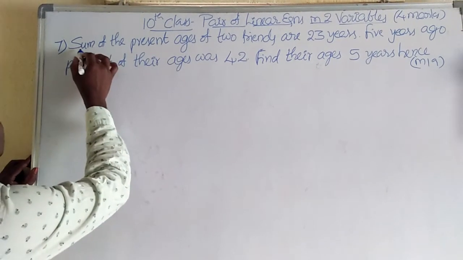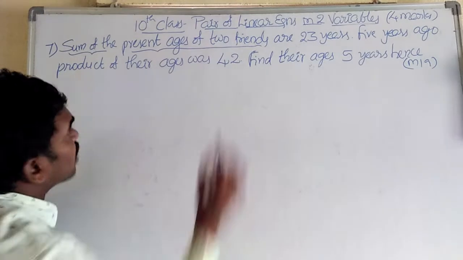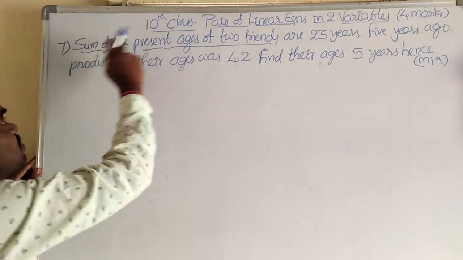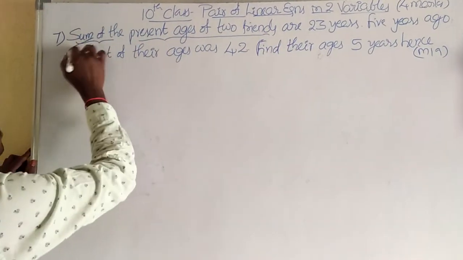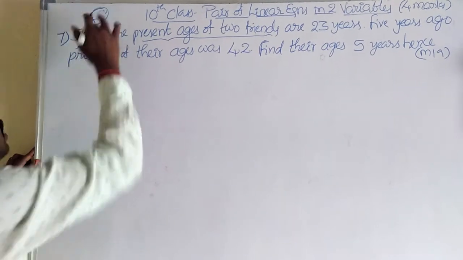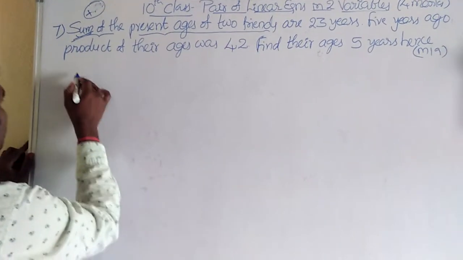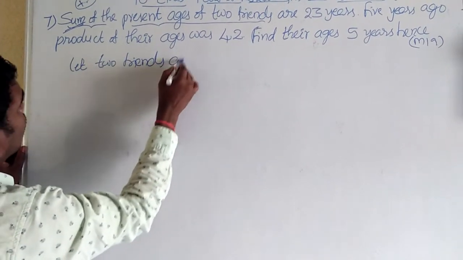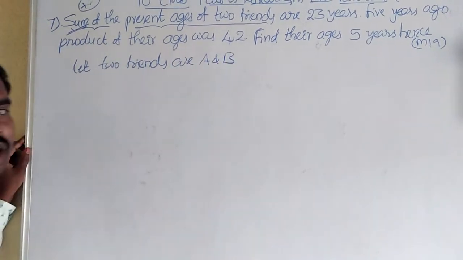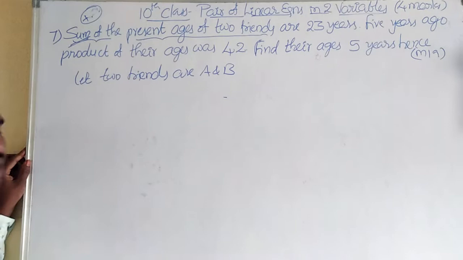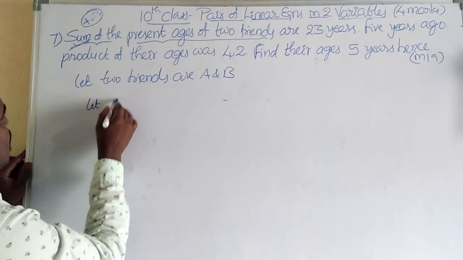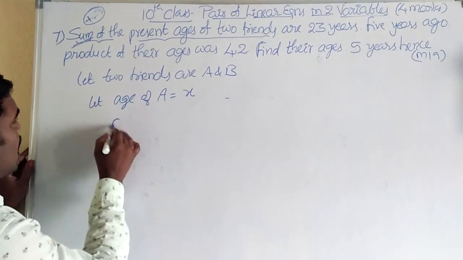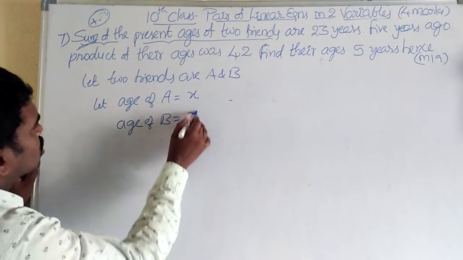Here statements are given: the sum of the present ages of two friends. Two friends are mentioned and the sum of their ages is 23. Sum means addition, plus. First of all, let me take the two friends as A and B. Let the age of A be x, and the age of B be y.